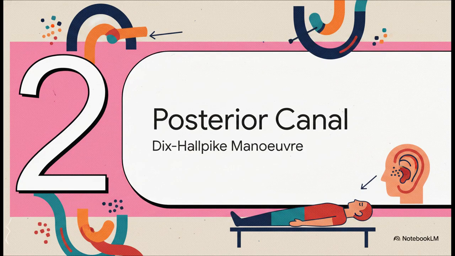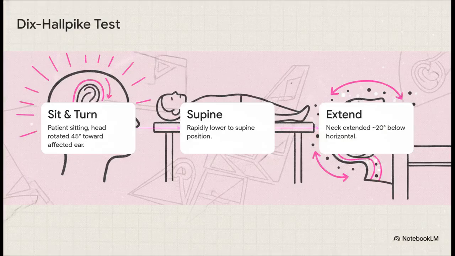Section 2. Posterior canal and the Dix-Hallpike. This is your undisputed gold standard. So the mechanics of the Dix-Hallpike require absolute precision. Honestly, accuracy here is the difference between a definitive diagnosis and completely missing the mark.